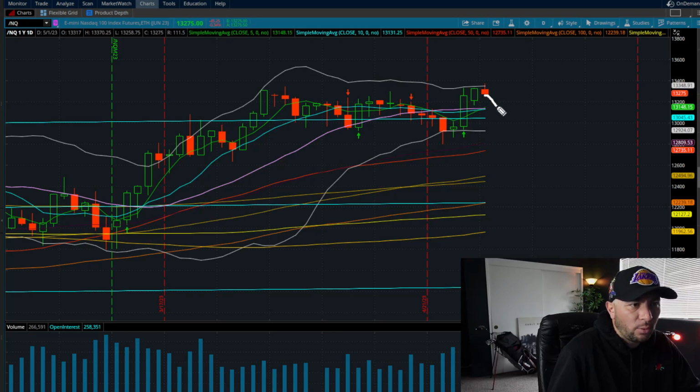Now, in the bulls' defense, we could pull back into this area, consolidate for 1 to 2 days, and then start to push higher. If we start to push higher and we hold this low, use this low as a stop, and start to ride these long positions back up to the north side here.